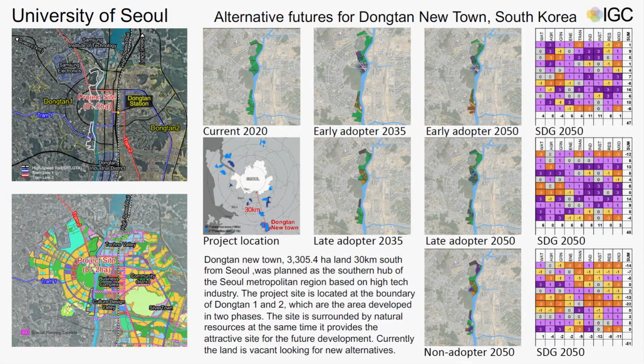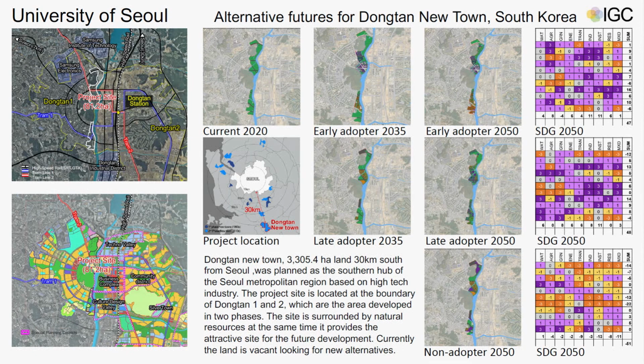Hello, everyone. Our site is located in the city called Dongtan New Town. In 2001, the Korean government decided to develop 3,300 hectares of land, 30 kilometers from Seoul, targeting a population of 400,000 by 2021. It is one of the second generation Korean New Town models. This area is a production hub for the high-tech industry of South Korea. For example, most of the Samsung semiconductor factories and research centers are located in this area.